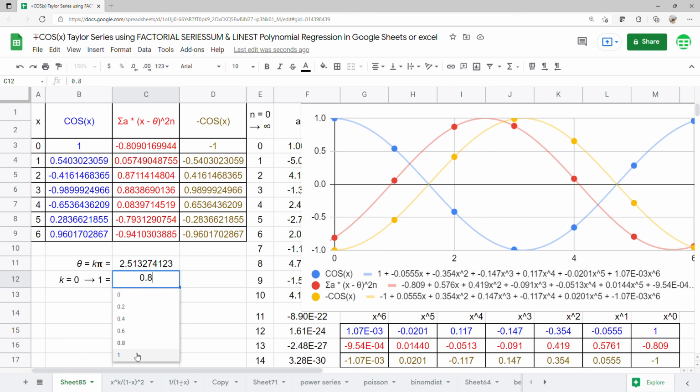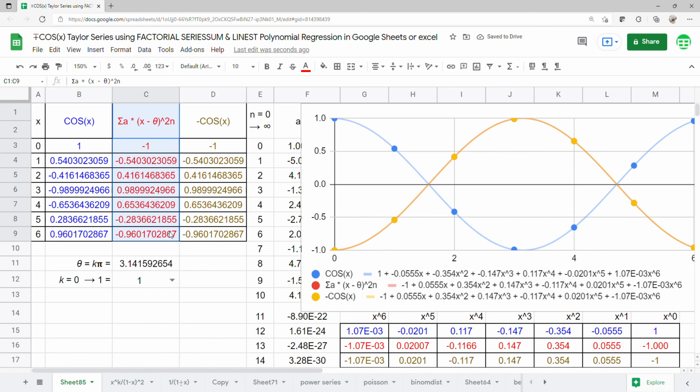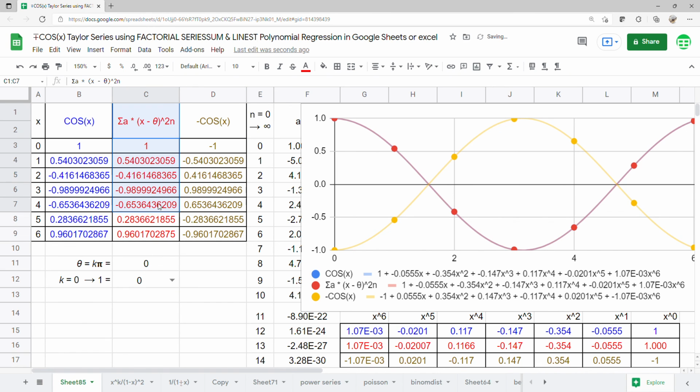And finally, 1. These values are the same, and their polynomial regression coefficients are the same. They are now collinear. So our expansion approximates negative cosine. If we set this at 0, our expansion approximates cosine, and the red and the blue lines are collinear. This completes the use of the LINEST polynomial regression, Taylor Maclaurin series, factorial, and series sum function to generate the expansion of cosine and move it to negative cosine.